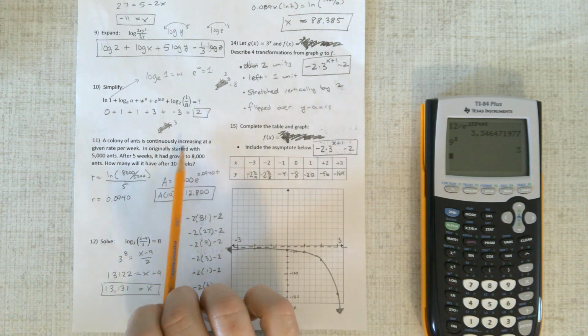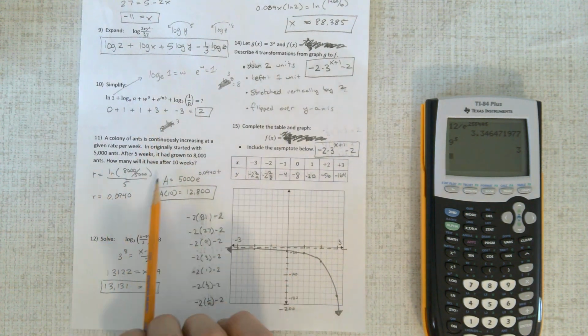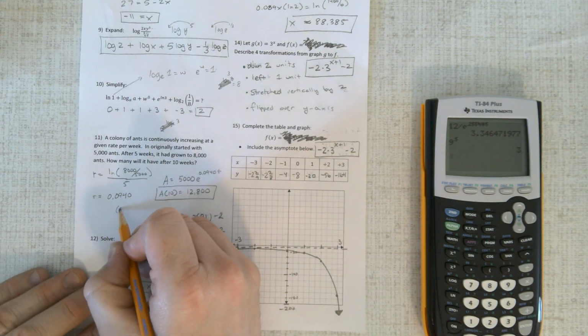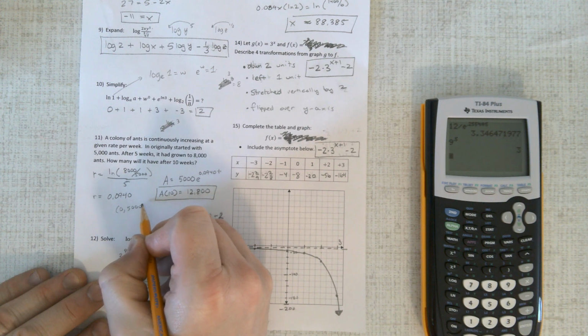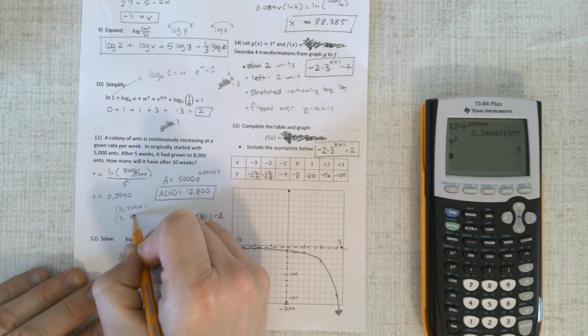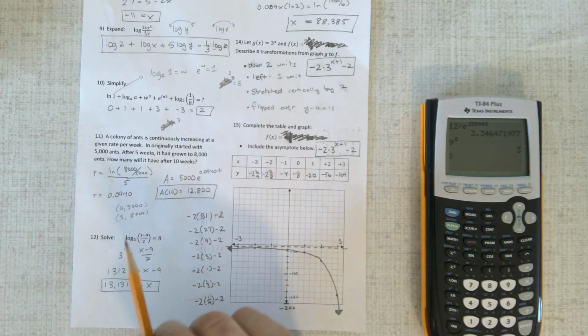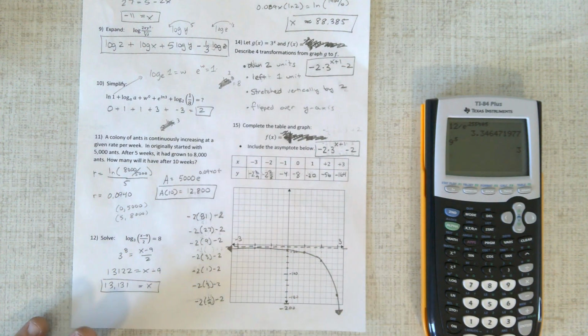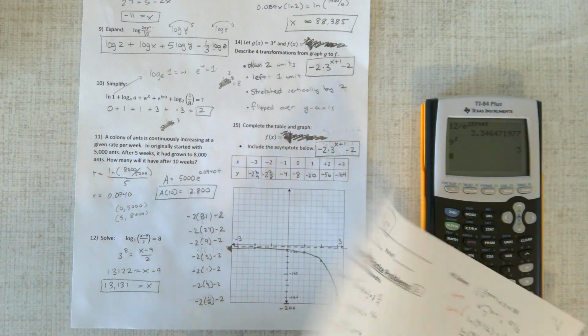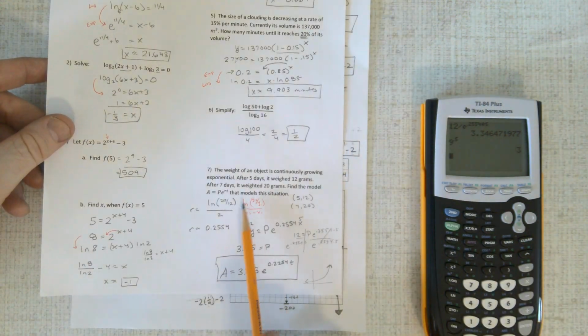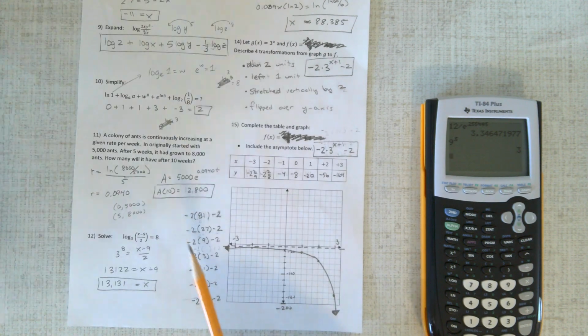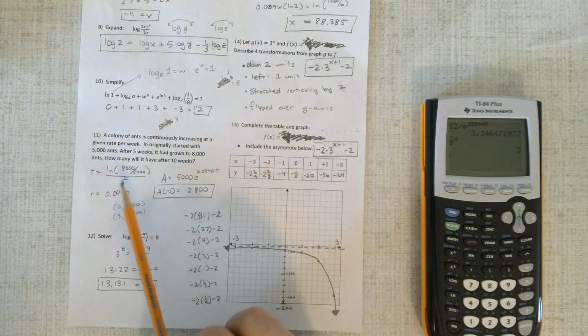A colony of ants is continuously increasing at a rate. Alright, well, we have 2 points here. 0, 5,000. And after 5 weeks, it's up to 8,000. The question is, what's the formula? Well, there it is. And it's the same thing we did back on this problem. We used that formula right there. All right, nice, got it.